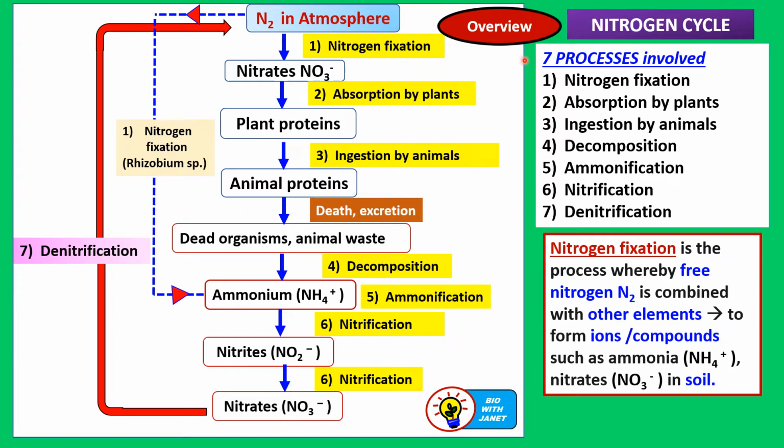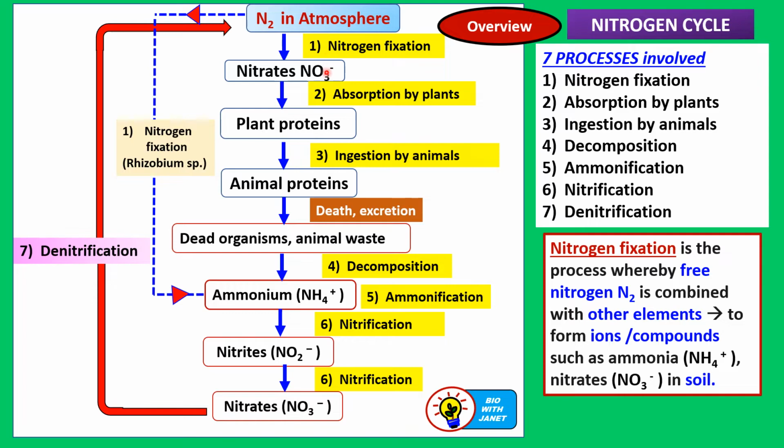So here is an overview of the nitrogen cycle. So this is very useful for us to know before we discuss the nitrogen cycle in detail. Now, in the overview, we are going to discuss 7 processes that are involved in the nitrogen cycle, starting with nitrogen gas in the atmosphere.